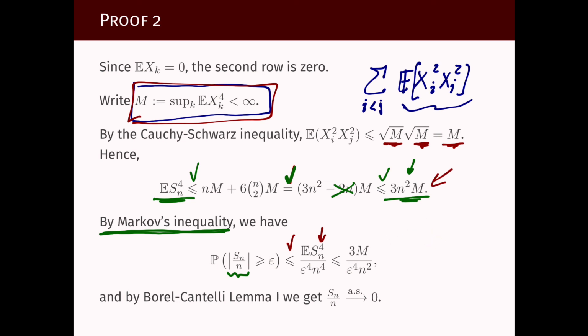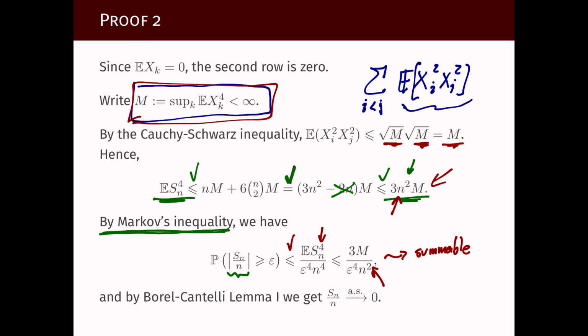So we substitute and we get this expression here, 3M over epsilon to the fourth times n squared. Well, it is n to the fourth times this n squared here, they will cancel, and we get n squared downstairs. And now the key observation is this is summable. With this exponent, with this square in the denominator, this is summable.